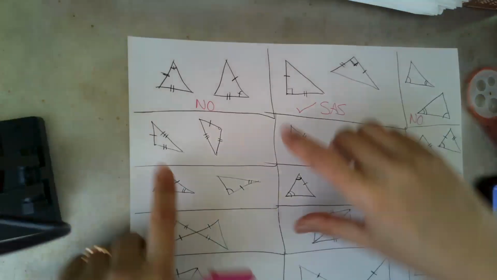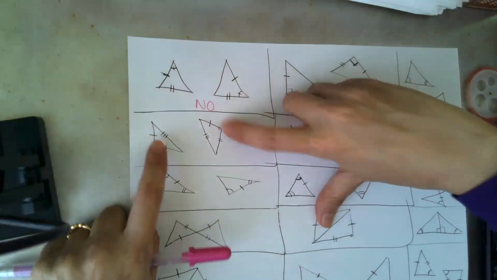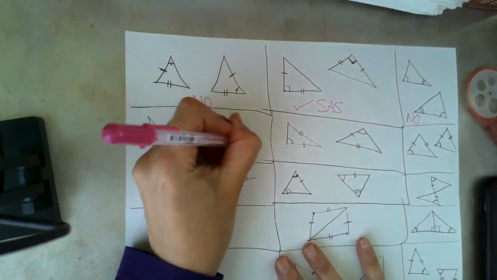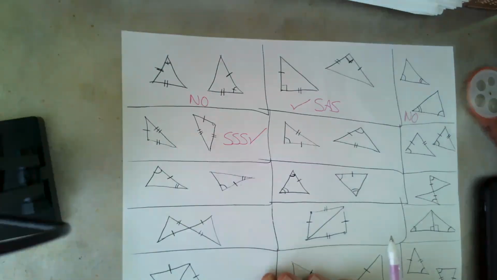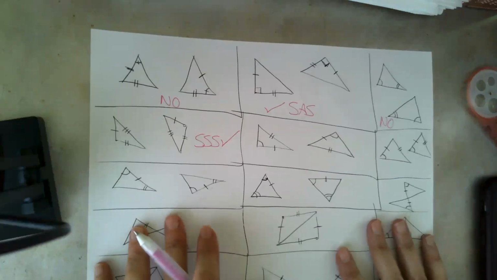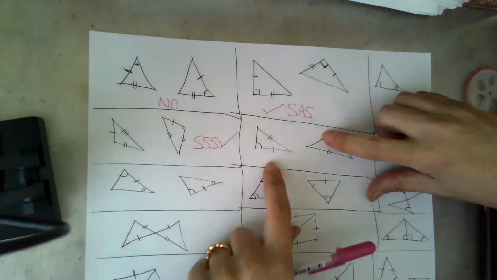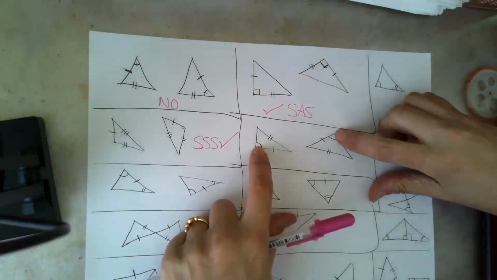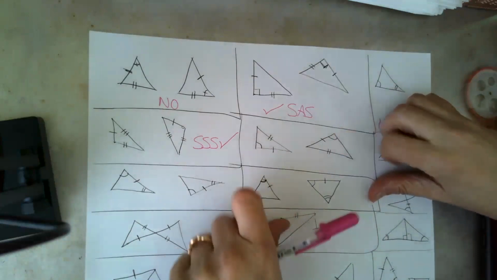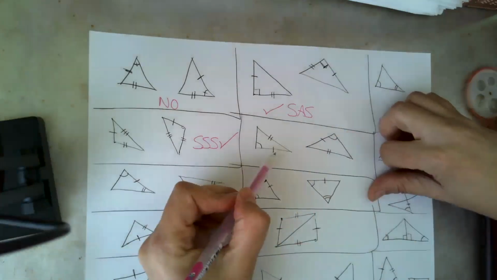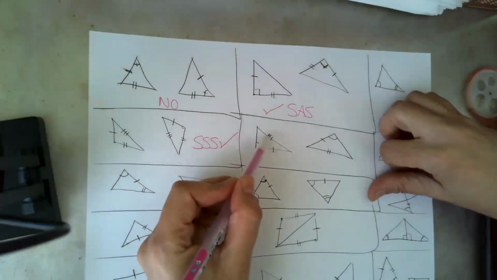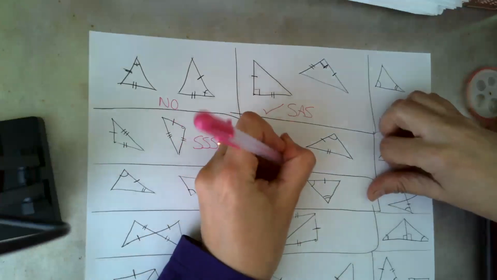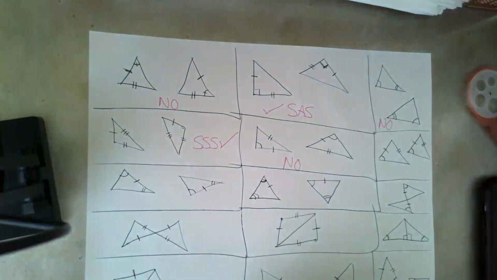Over here, we have side, side, side. Those are congruent by the SSS theorem of congruence. Over here, we have side, we have angle, but then we do not have the other side that bounds them. We do not have side, angle, side. We have side, side, angle, side, side, angle. So these guys are not necessarily congruent.